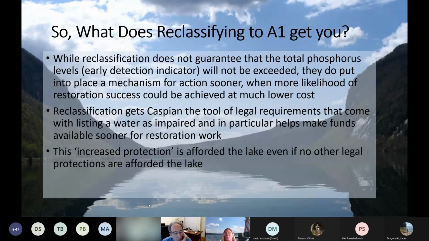So what does reclassifying A1 get you? Well, while reclassification does not guarantee that the total phosphorus levels will not be exceeded, they do put into place a mechanism for action sooner, when more likelihood of restoration success could be achieved at a much lower cost. Reclassification gets Caspian the tool of legal requirements that come with listing a water as impaired, and in particular helps make funds available sooner for restoration work. This increased protection is afforded the lake even if no other legal lake protections are afforded the lake.